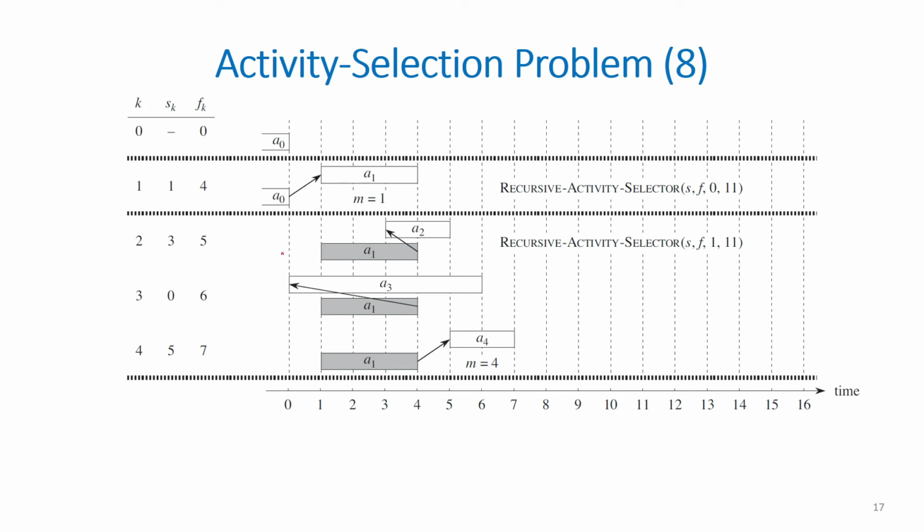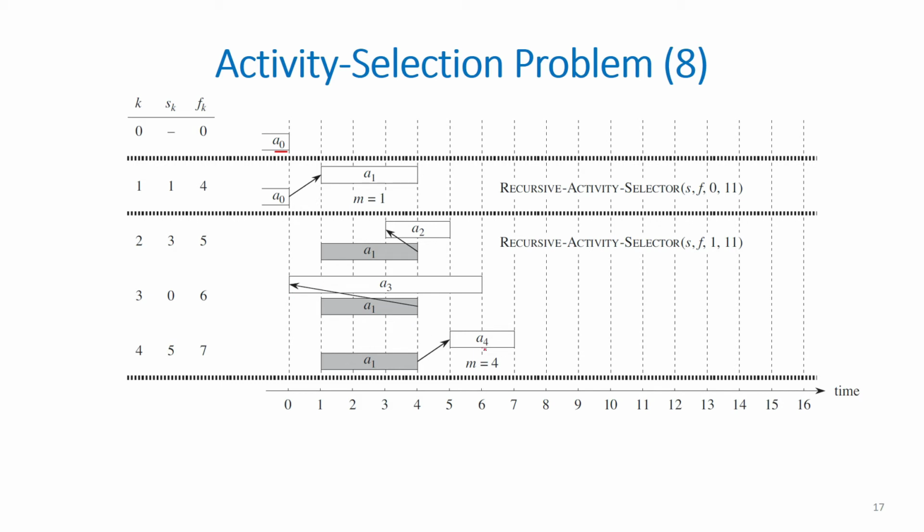We begin with a dummy activity denoted by A0 that finishes at time 0. So the first activity that follows would be A1 that starts at time 1. And then we look at A2. Since A2 overlaps with A1, we do not consider it. Then we look at A3. Since the finish time of A1 is greater than the starting time of A3, we again ignore A3.